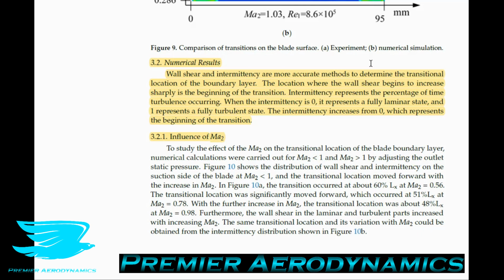Intermittency represents the percentage of time turbulence is occurring. When the intermittency is 0, it represents a fully laminar state. And when the intermittency is 1, it represents a fully turbulent state. The intermittency increases from 0, which represents the beginning of the transition. So let's talk about boundary layer transition and how to measure this.